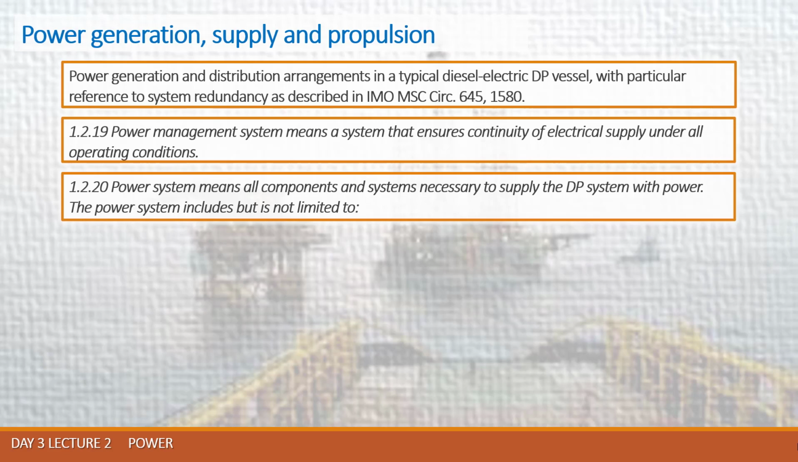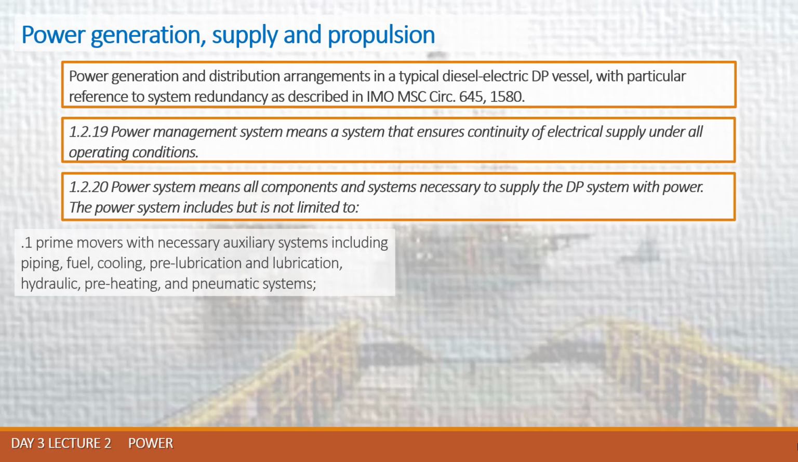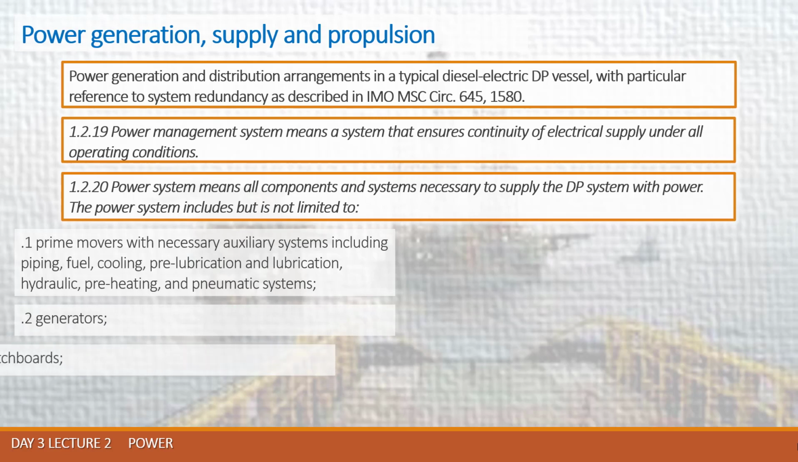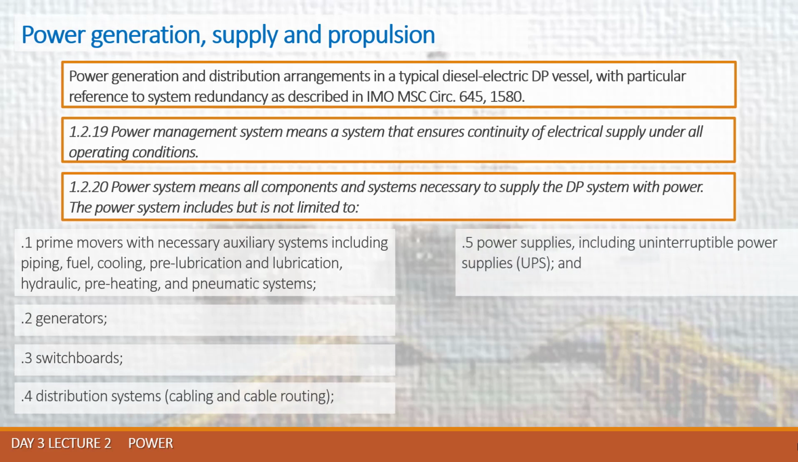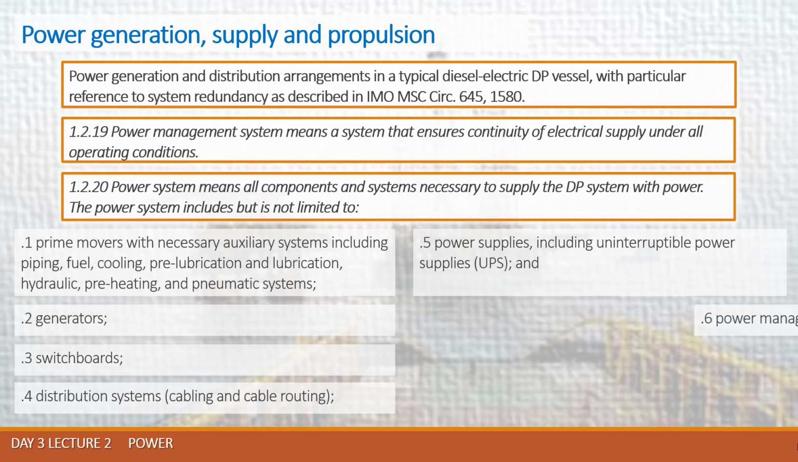Here we have prime movers with necessary auxiliary systems, including piping, fuel, cooling, pre-lubrication and lubrication, hydraulic, preheating and pneumatic systems. Generators, switchboards, distribution system like cabling and cable routing, power supplies including uninterruptible power supplies, and power management system as appropriate.